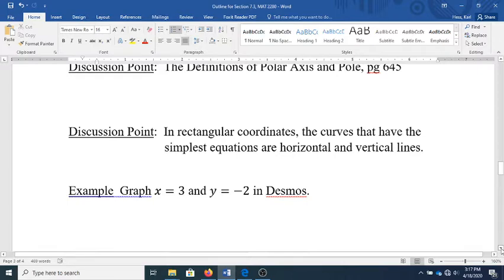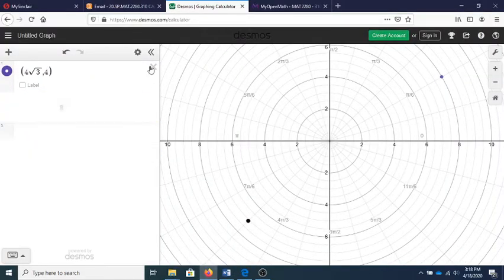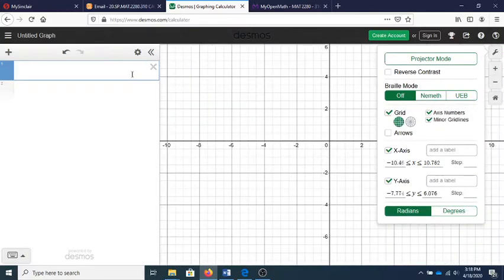Alright, in rectangular coordinates, the curves that have the simplest equations are horizontal and vertical lines. So for example, I'm going to graph x equals 3 and y equals negative 2 in Desmos, but I bet you already know what they look like. Let's do that real quick. Maybe we'll flip our grid back over to rectangular.